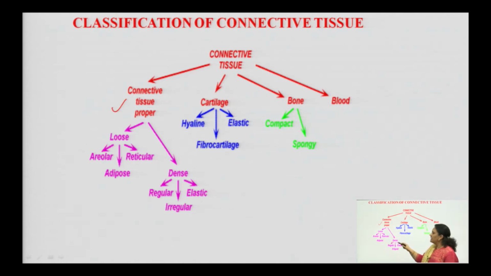Now, coming to the second type, which is dense connective tissue proper, it is also further subdivided into 3 types. The first one is the regular dense connective tissue, after that we have irregular dense connective tissue and the third one is the elastic dense connective tissue. Now, coming to the second connective tissue, the cartilaginous connective tissue, which includes hyaline cartilaginous tissue, fibrocartilaginous tissue and again the elastic cartilaginous connective tissue.